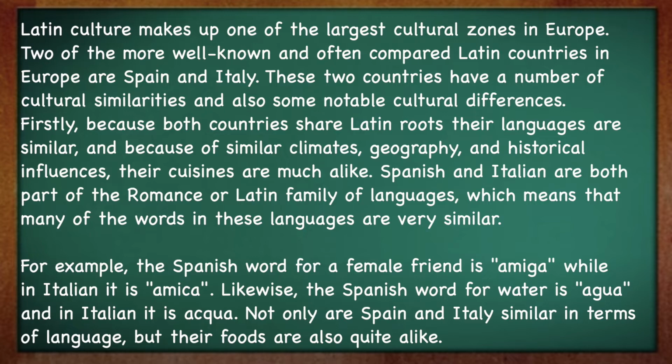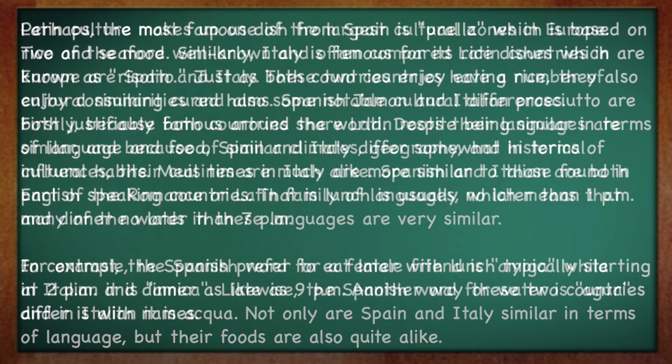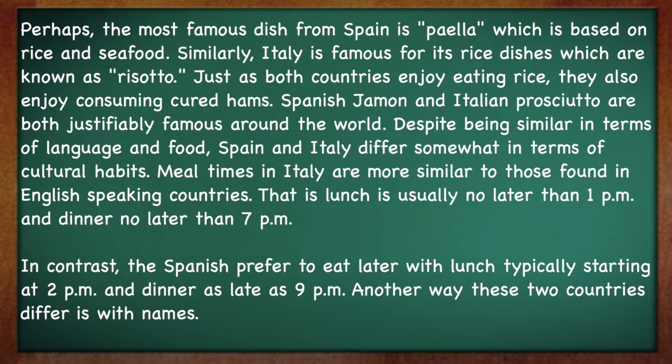Not only are Spain and Italy similar in terms of language, but their foods are also quite alike. Perhaps the most famous dish from Spain is paella, which is based on rice, and similarly, Italy is famous for its rice dish, which is known as risotto. Just as both countries enjoy eating rice, they also enjoy consuming cured hams. Spanish jamón and Italian prosciutto are both justifiably famous around the world.